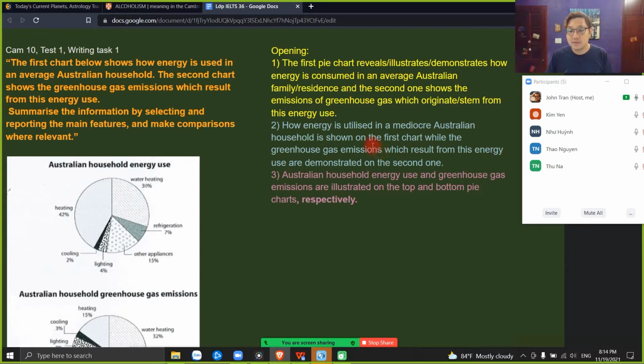Greenhouse gas emission. You can say that while the gas emissions causing global warming, chúng ta có thể ghi là cái sự sa thải khí mà gây ra khí thải nhà kính, gây ra nóng lên toàn cầu. Which result from this energy use, I can say which stems from this energy use.